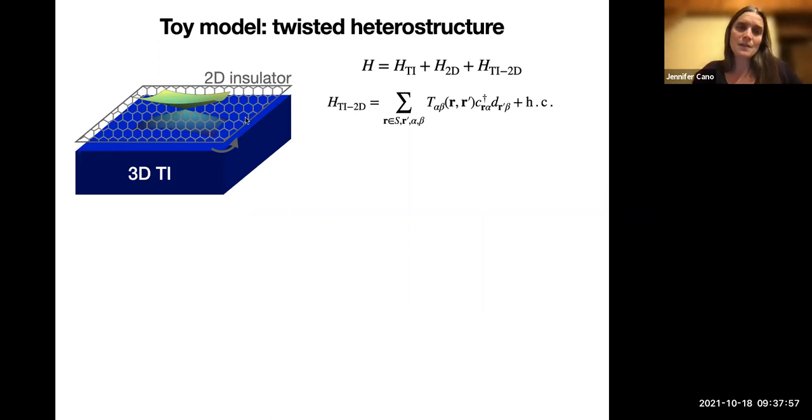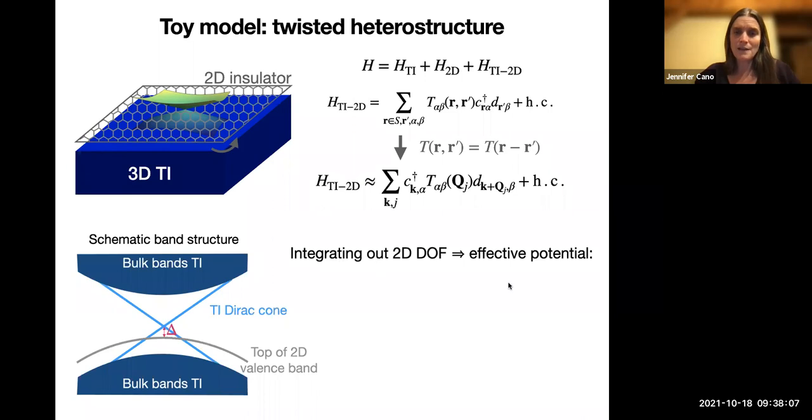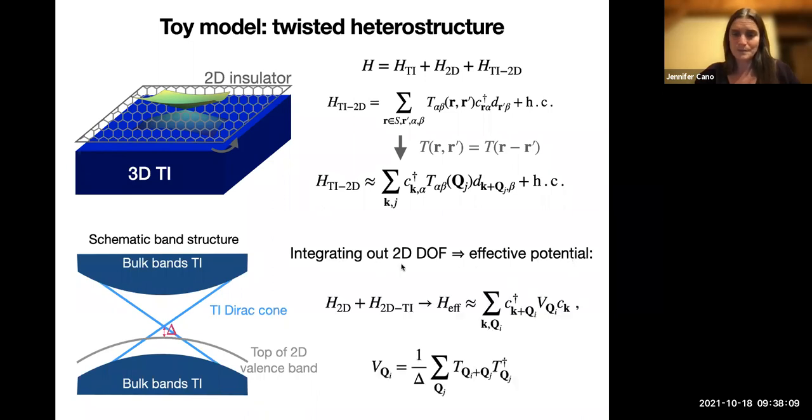And if we assume that this 2D layer is an insulator, then we can just integrate it out. And so when we integrate out the insulator, then what we're left with is some kind of effective potential on the surface of the Dirac cone. And that effective potential ends up being quadratic in the interlayer coupling. So there's some coupling between the TI and the 2D layer. If we integrate out the 2D layer, we're left with an effective potential on the TI, which is quadratic in the original coupling. That just comes from the integrating out. So the potential takes on kind of a weird form, but we know exactly what that form is.